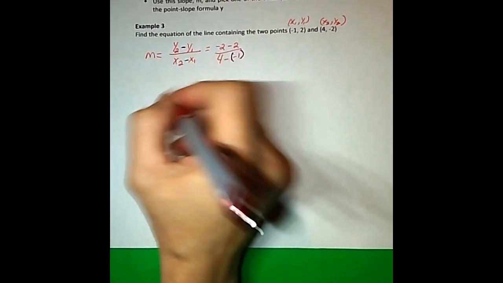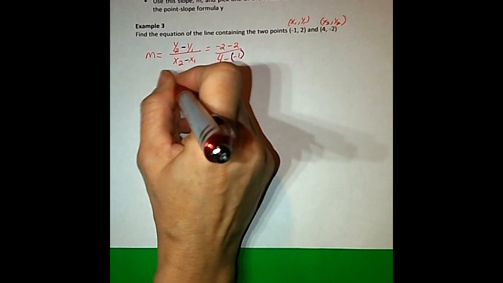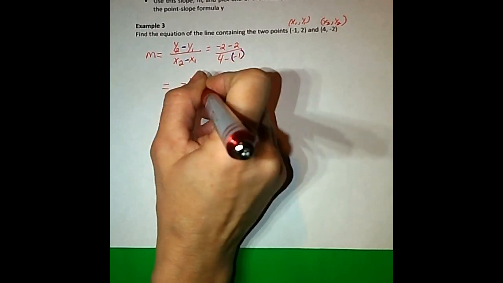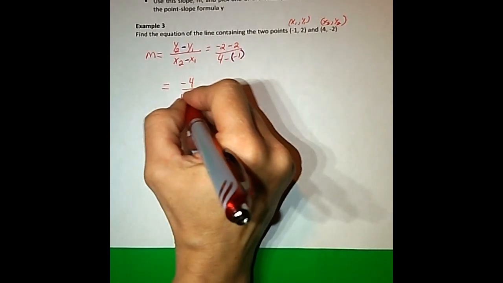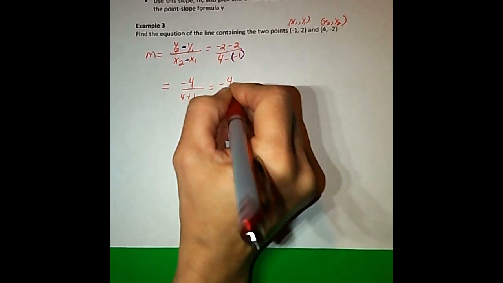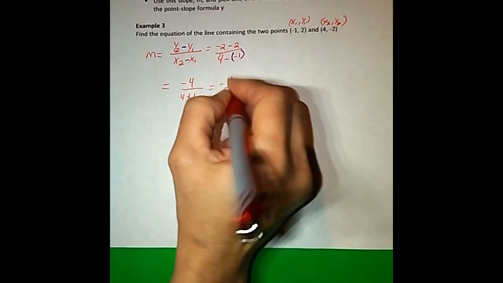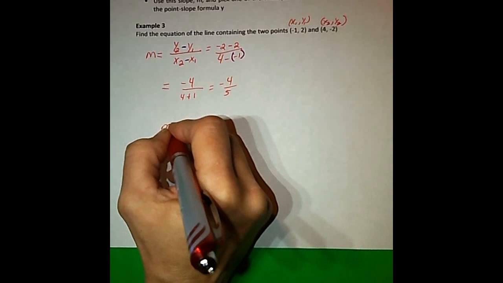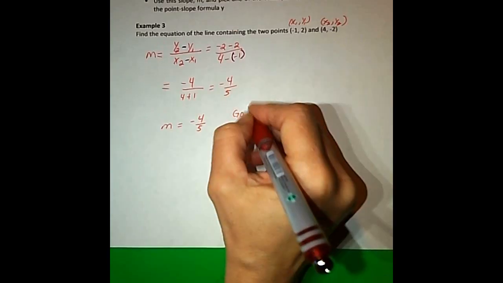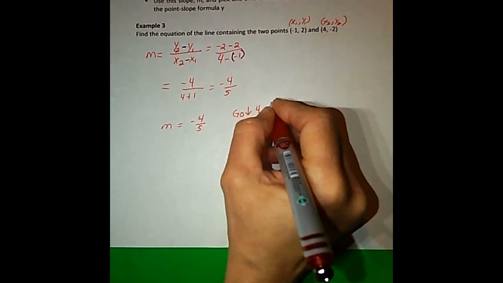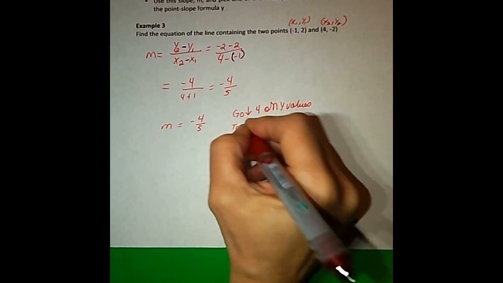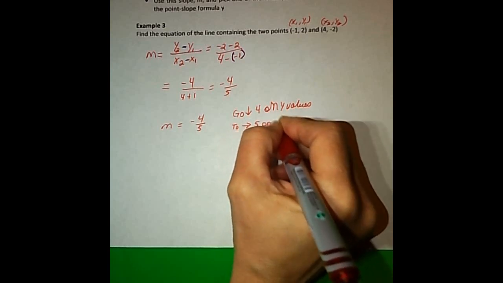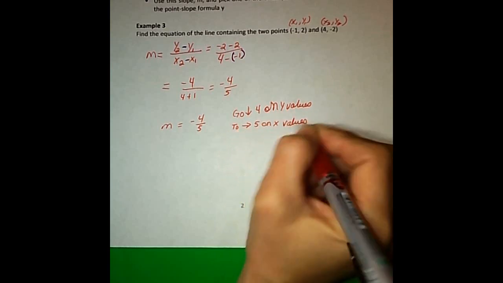So now I have -2 minus 2 gives me a -4. And then I have 4 minus a -1, which gives me 4 plus 1, right? So -4 divided by 4 plus 1, which is 5. So my slope here is -4/5. So that means I would go down 4 on y values, and I would go to the right 5 on x values when graphing that.